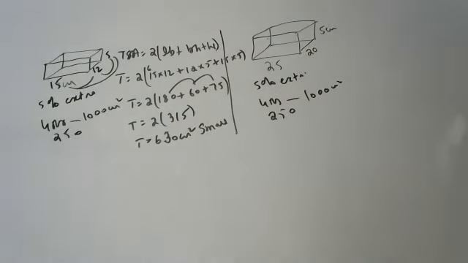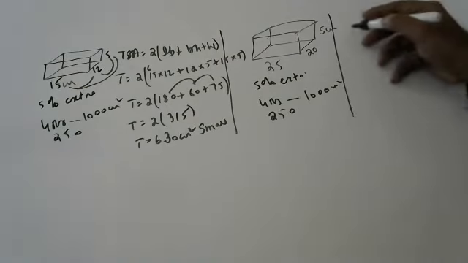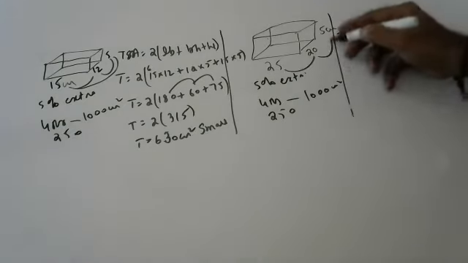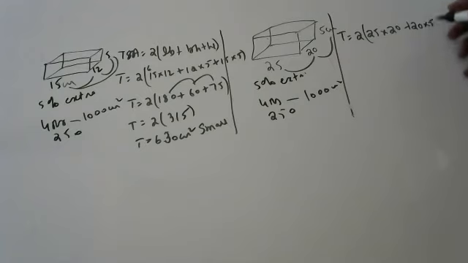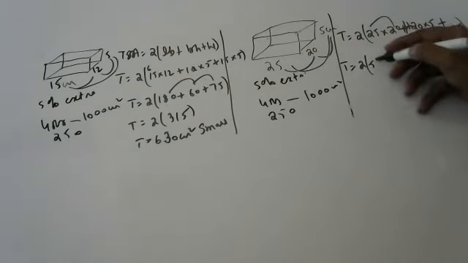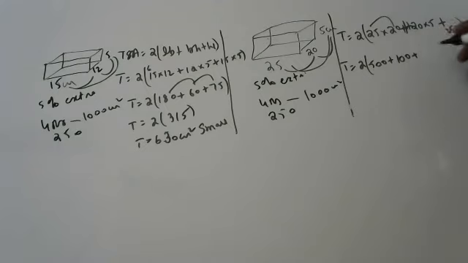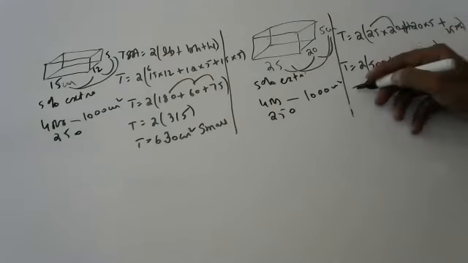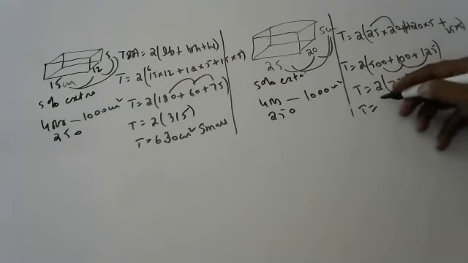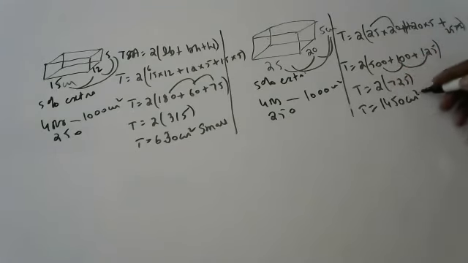In the same way, can anyone help me out in finding the TSA of the big box, children? TSA of the big box: 2 into 25 into 20 plus 20 into 5 plus 25 into 5. So 2 into 500 plus 100 plus 125. How much, children? 2 into 725, 1450. 1450 centimeters square is the TSA of the big box.